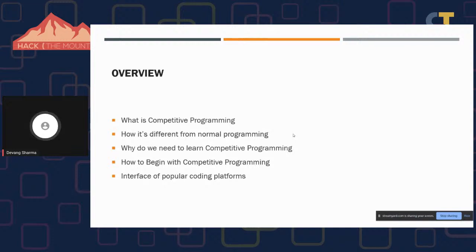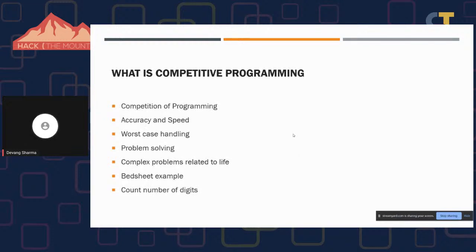After this, we will get to know how to begin with competitive programming: a roadmap, and the prerequisites, all the things we will be covering. And after that, we will be looking at the interface of some of the popular coding platforms. We'll look at how to submit questions on them, how to practice, how to select questions, and all of this stuff. So first of all, let us discuss what competitive programming is.